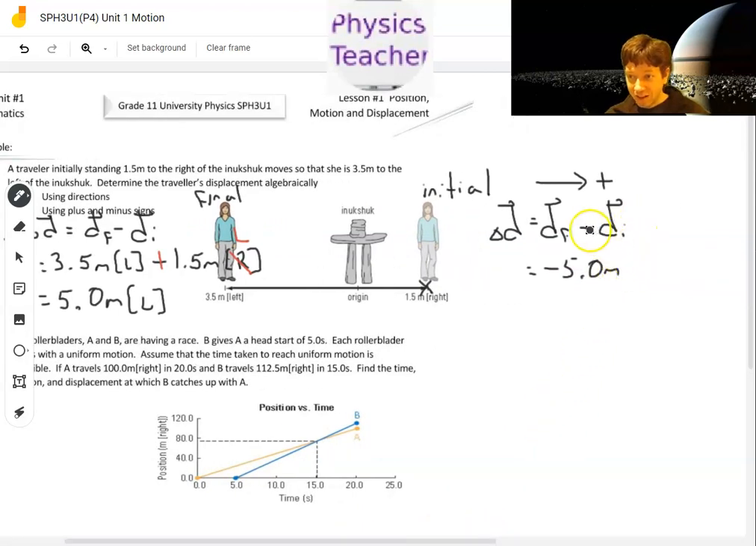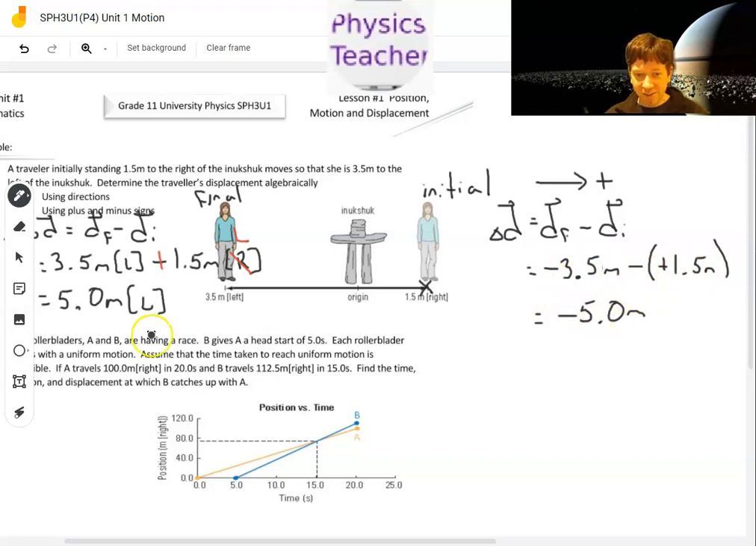And then I would subtract our initial position, which is 1.5 meters right. Right is our positive direction, so that's positive 1.5 meters. Now if I do this, oh, sorry, the final position was not 5 meters, it was 3.5. Let me just fix that. Now if I do that, you get minus 3.5 minus 1.5, which is minus 5 meters.